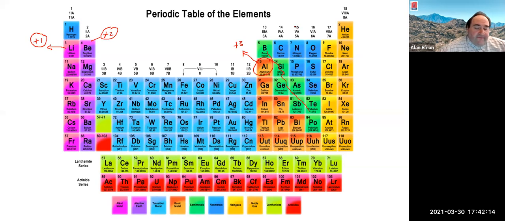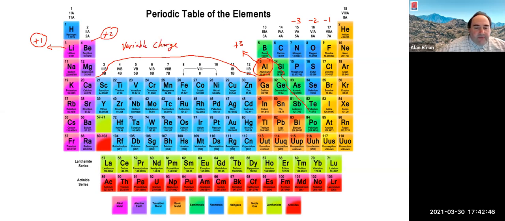Starting with group 5, where our nonmetals are concerned, we go backwards, so we go at -3, because nonmetals are going to be gaining electrons. Group 6 is going to be -2, and group 7 will be -1. Another part of the periodic table is the transition metal region, and these are the guys that typically have a variable type of charge.